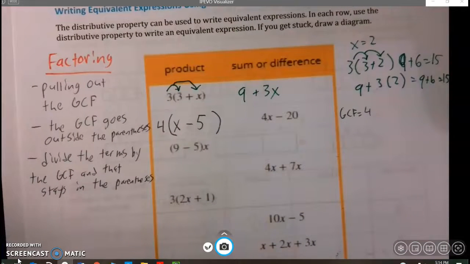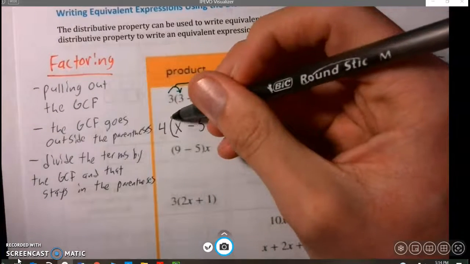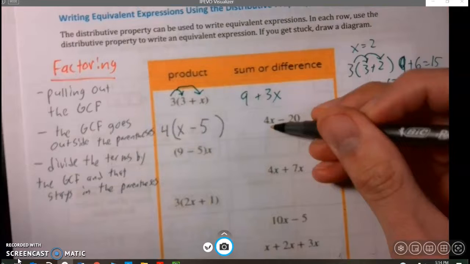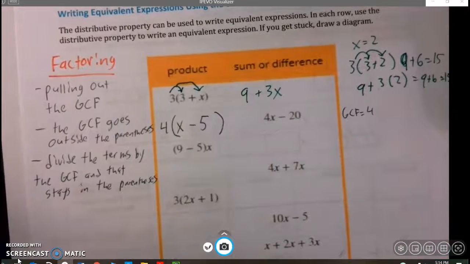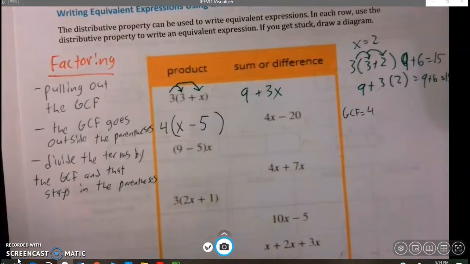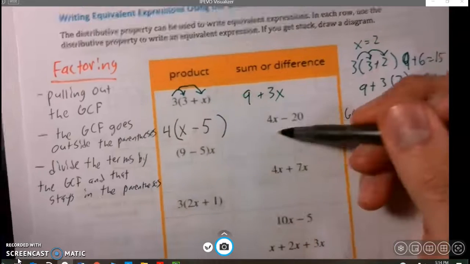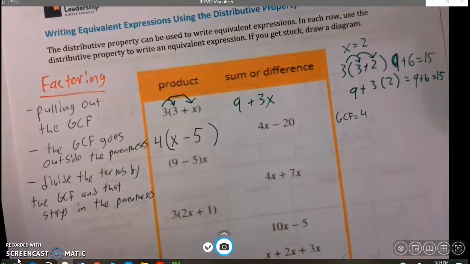And now that I factored this, if I did the distributive property, 4 times x and 4 times 5, it would get me back to this problem. So multiplication and factoring are like inverses. They just undo each other, and then you can go back and forth between them forever. If I multiplied this out, I would get this, and then if I factored this, I would go back here. Okay.